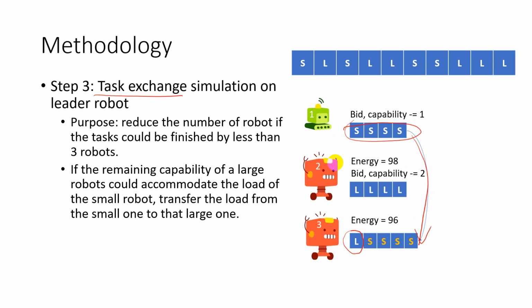So this is the intuition, and the algorithm is: if the remaining capacity of a large robot could accommodate the load of the small robots, the load will be transferred from the small one to the large one. After that, it will guarantee a minimum number of robots working, to further save energy.